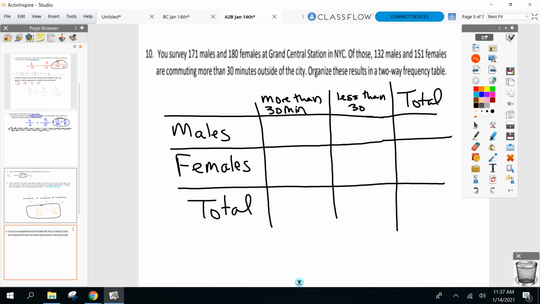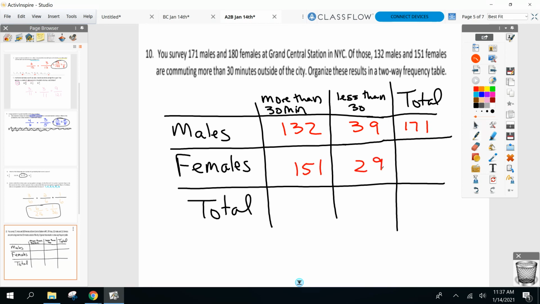Okay, guys, quickly check. Here you go. $132, $39, $171, $151, $29, $180, $283, $68, and $351.